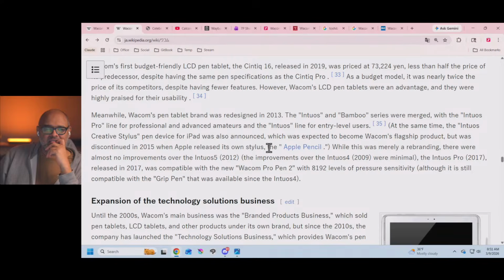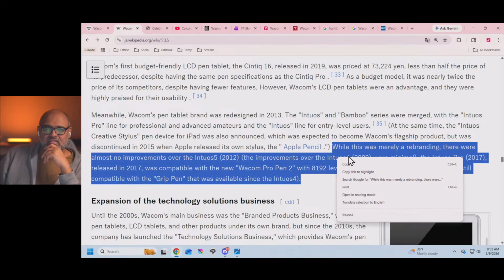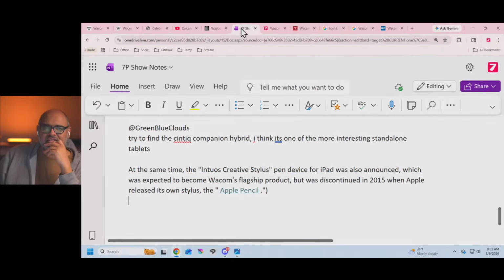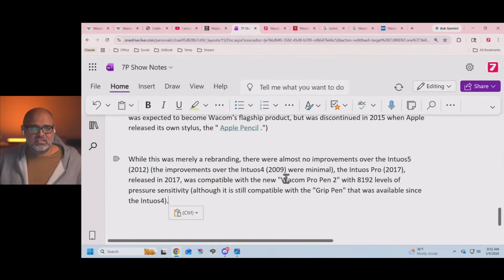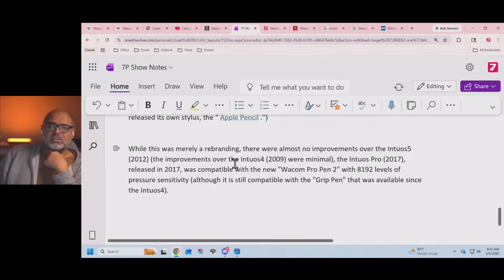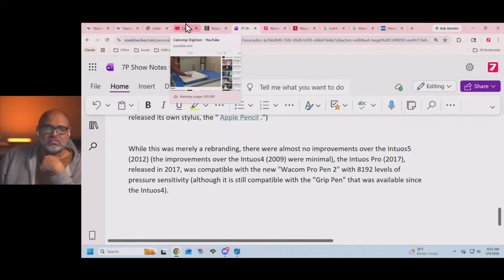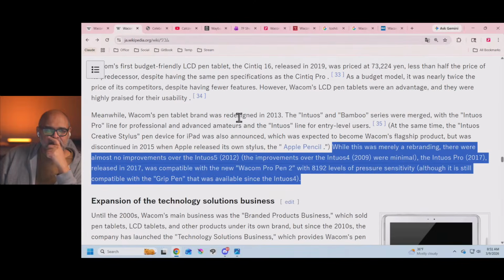Interesting. Very interesting. Has anyone used that device? Is it any good? And then they're talking about the Intuos 5 just being a slight rebranding over Intuos 4. Very little changes.